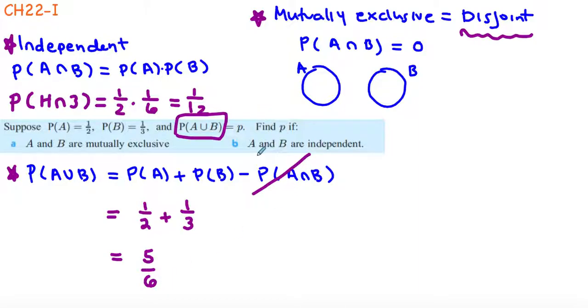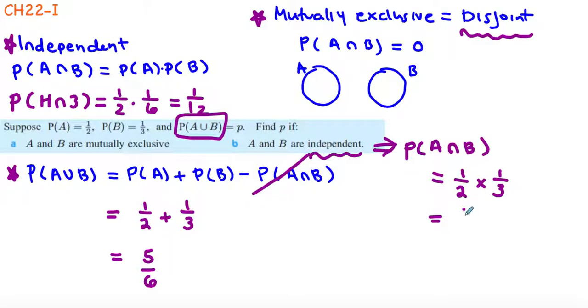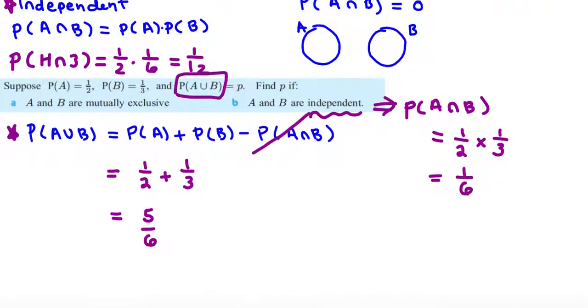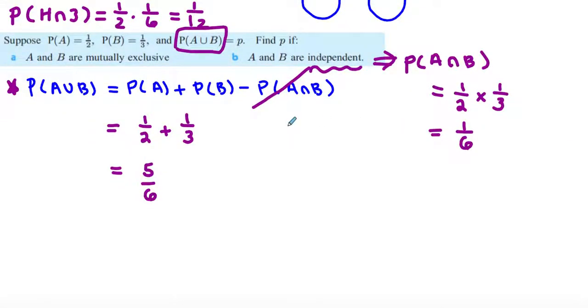How about if A and B are independent events? If A and B are independent, the only information that you're getting is that probability of A and B is equal to probability of A times probability of B. So events are independent. So I know probability of A and B has to equal probability of A times probability of B, which is going to give you 1 out of 6. So now use the same equation in blue to figure out the rest.